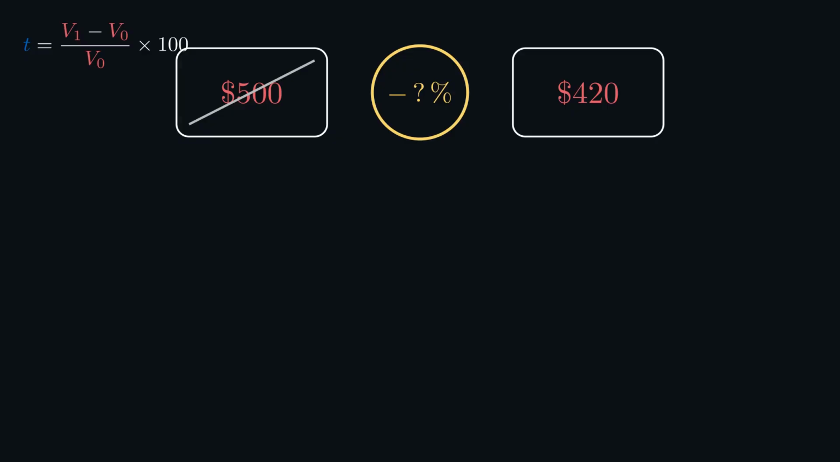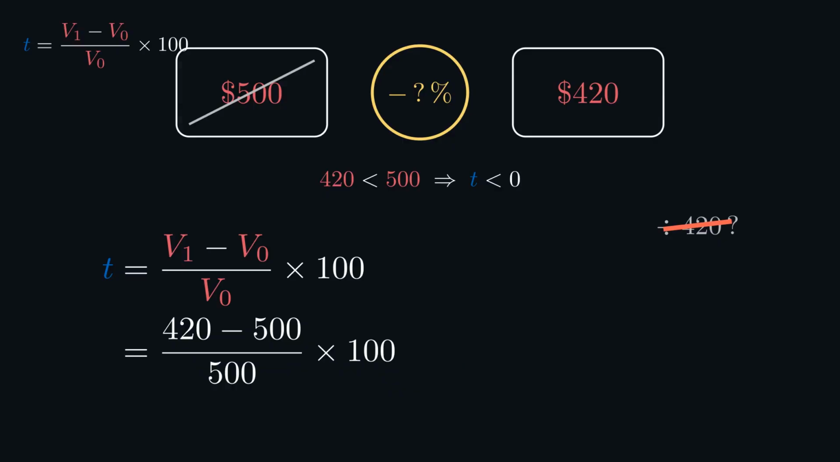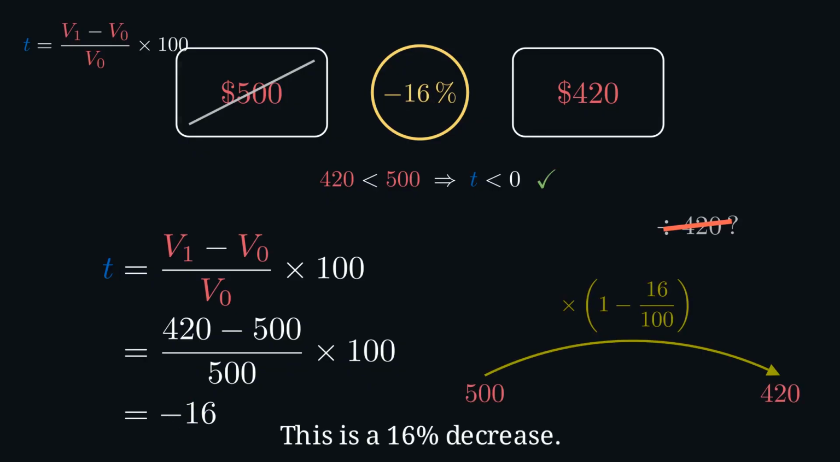Back to the shop. 500 down to 420. Smaller, so it must be negative. Divide by 420? No, the base is the original. 420 minus 500 is minus 80. Over 500 times 100, minus 16. A 16% decrease, the sticker confesses.